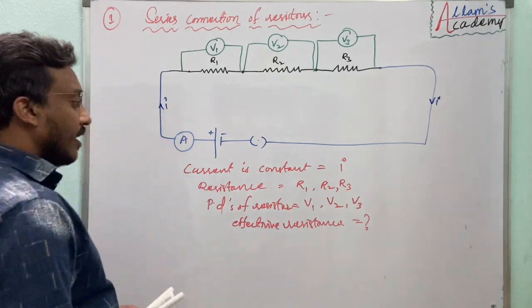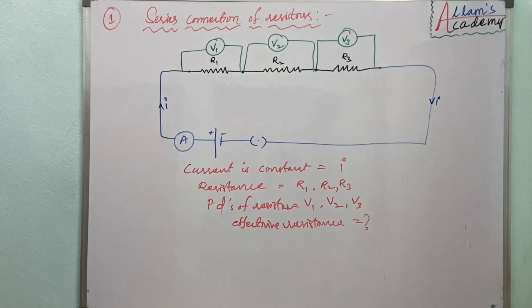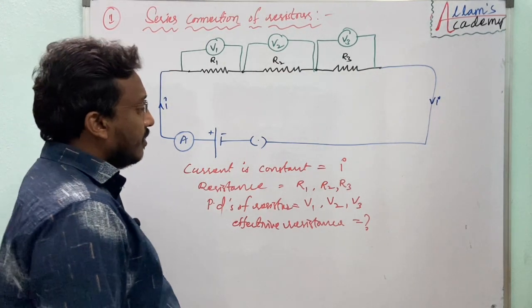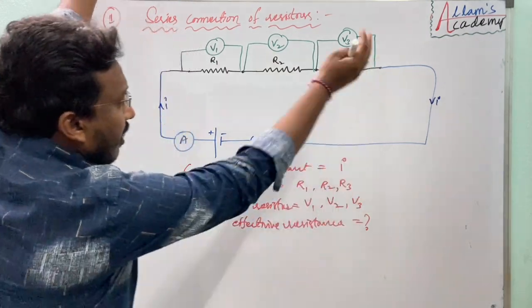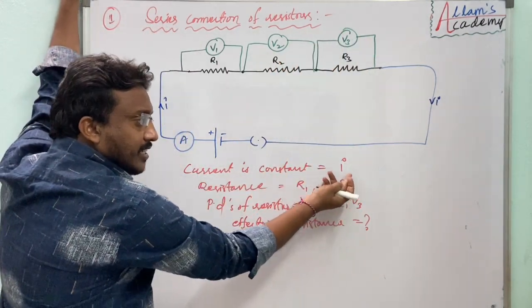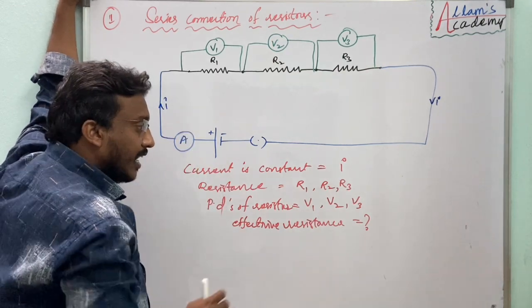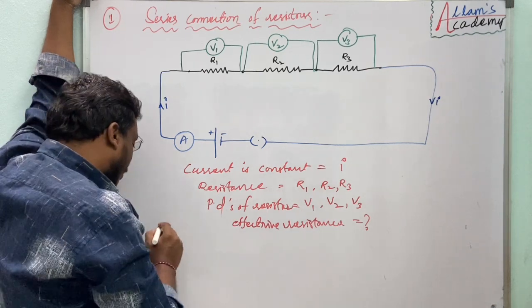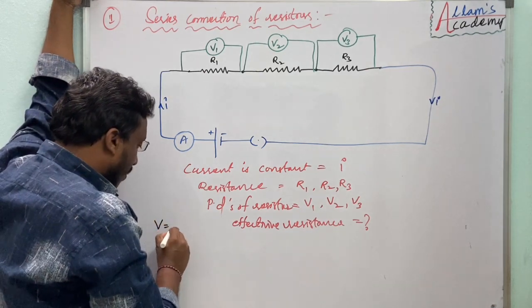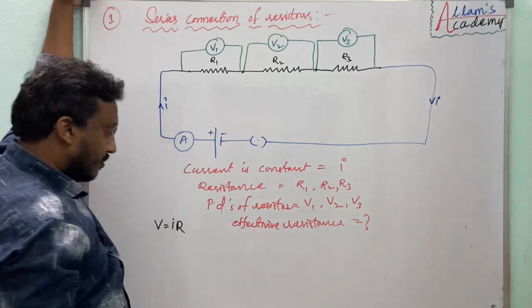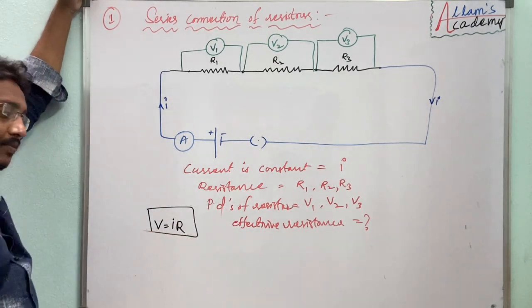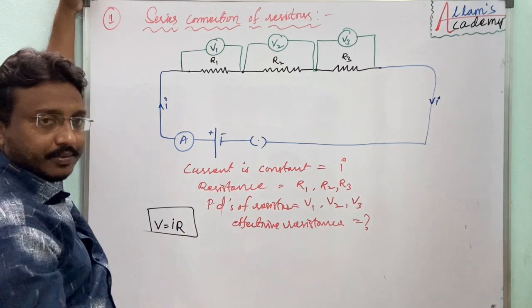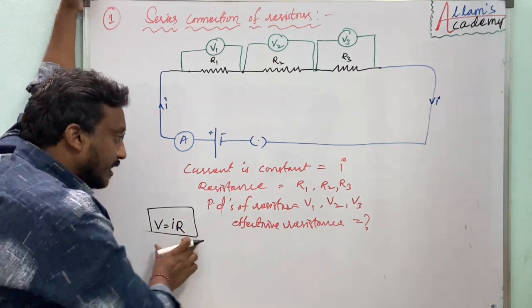Here we have to find what the effective resistance is. How can we find it? Here we know the potential difference, resistance and I. We have one relation between potential difference, resistance and current. What is that? Ohm's law says V equal to IR. This is the principle. Use this principle for all.